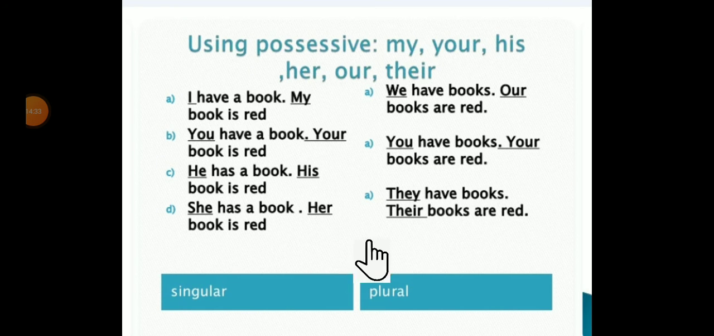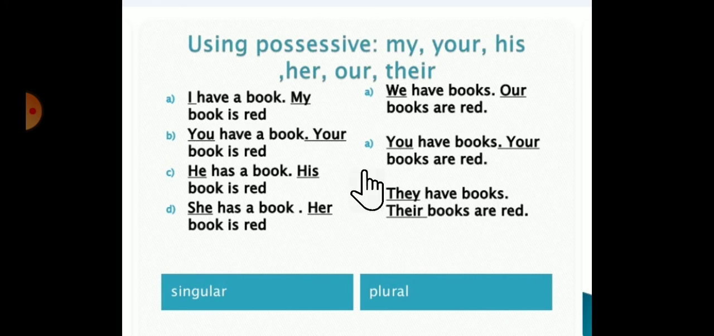Another thing, what is it? Using possessives. My, your, his, her, our, their. Okay, using possessives. So what are they? They are possessives, which tell about the ownership of an individual or persons, the thing which belongs to him or her. My, your, his, her, our, their. So what are they called? They are called possessives.